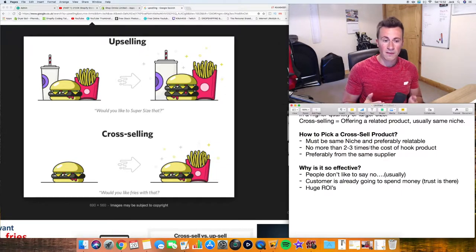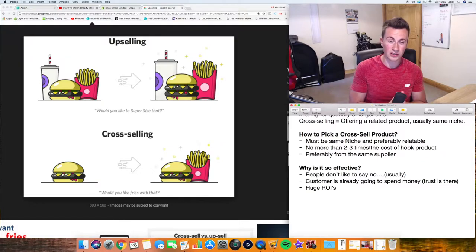Now, from personal experimentation, I've found that 2 to 3 times the cost is usually the sweet spot. Obviously, the more expensive your cross-sell product is, then the less likely it is to convert, but it's going to take some experimentation on your part. Just choose a product, run it for a week, choose another product, run that for a week, and just compare the conversion rates and how much money they're both bringing in.